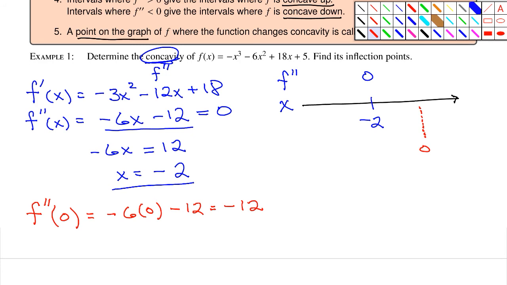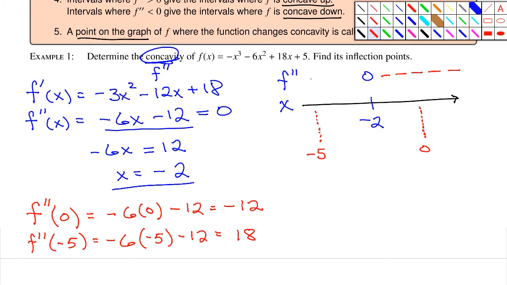So the interval from negative 2 to infinity has a negative second derivative. And then you can test this one, or you can use the multiplicity rules. I'll test it at negative 5, maybe. This would be negative 6 times negative 5 minus 12. And that would be 30 minus 12, which is positive 18. So this interval is positive. So that tells us that f is concave up on the first interval and concave down on the second interval, and that negative 2 is the location of an inflection point.